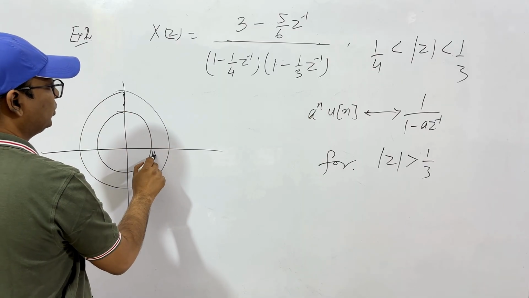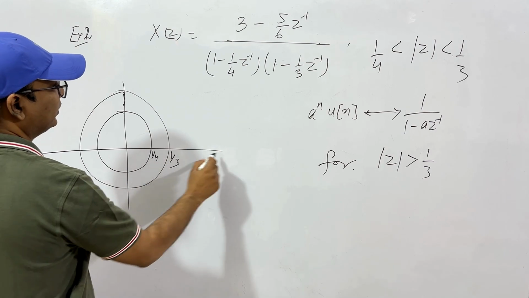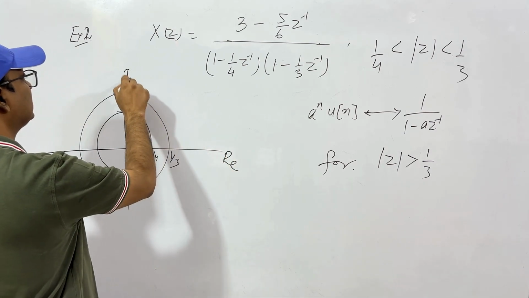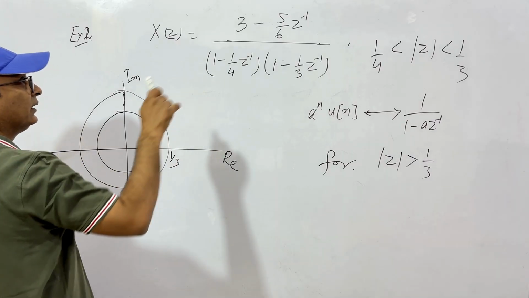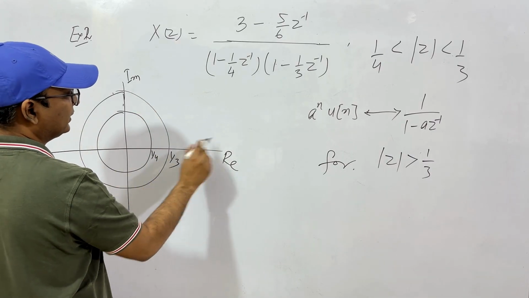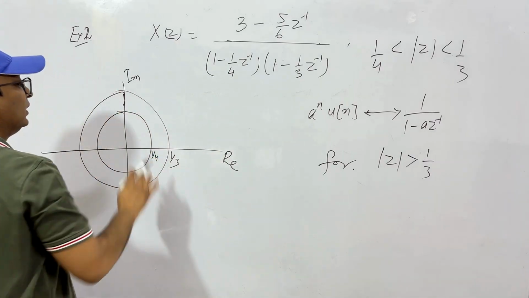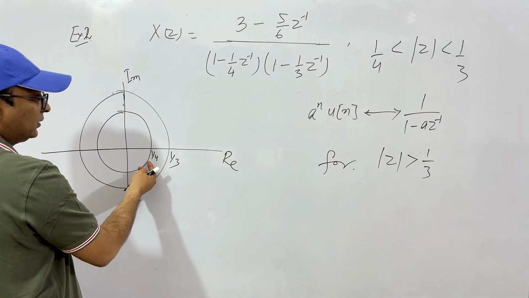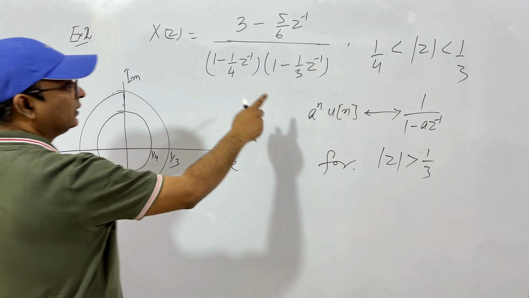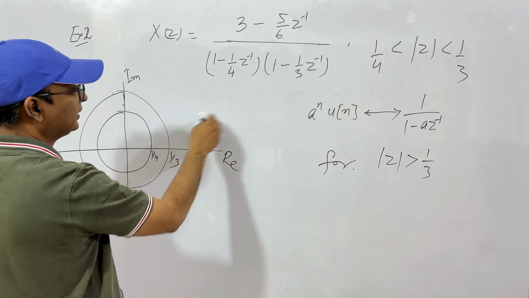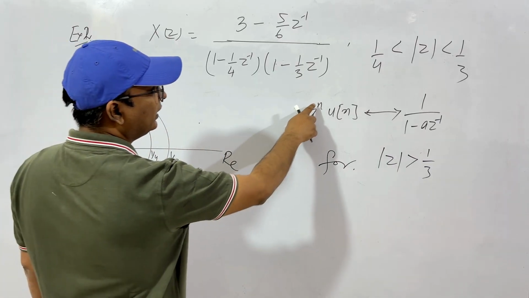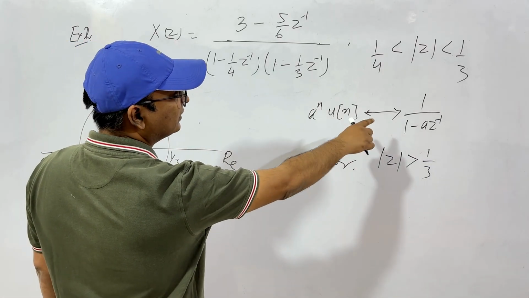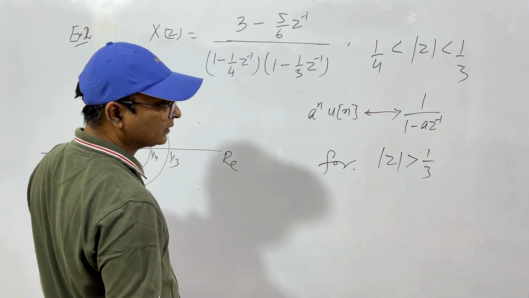This is 1 by 4, this is 1 by 3. This is the real line and this is the imaginary line. This is the Z plane. In the first example we saw, Z was greater than a, that is this region. This also holds true for this region, because we are talking of this point or this point, which is greater than this. Therefore, the Z transform of a to the power n u n is 1 by 1 minus a Z inverse.